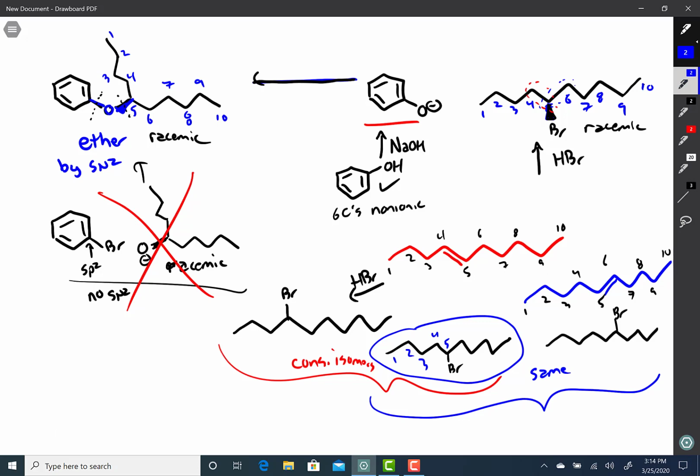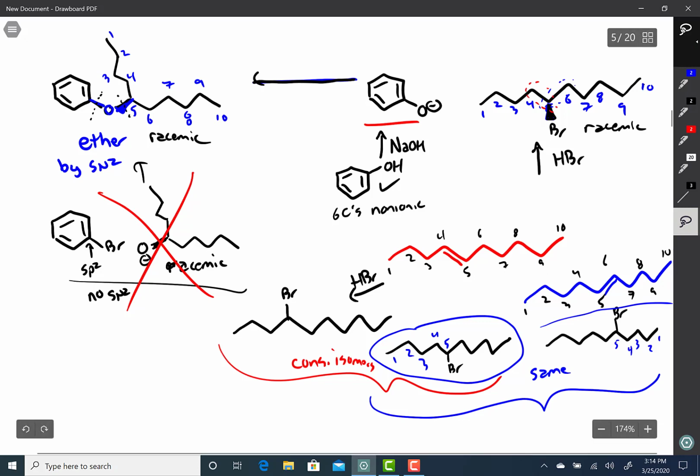But if you notice, if you count the opposite way, 1, 2, 3, 4, 5, the bromine ends up on carbon 5. And so these two are the same. That's what makes this alkene a better alkene than the red one. So that's the alkene we want, between carbons 5 and 6.